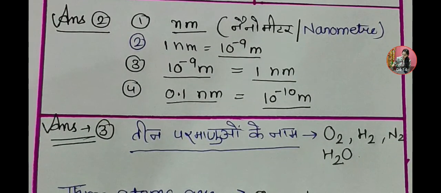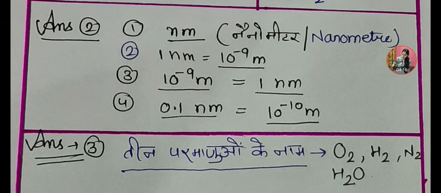So students, here are the answers of the fill-ups. First is nanometer. Second, 1 nanometer equals 10 raised to power minus 9 meter. And the third one, in meters 10 raised to power minus 9, and in nanometer 1 nanometer. Fourth one is 0.1 nanometer and 10 raised to power minus 10 meter.